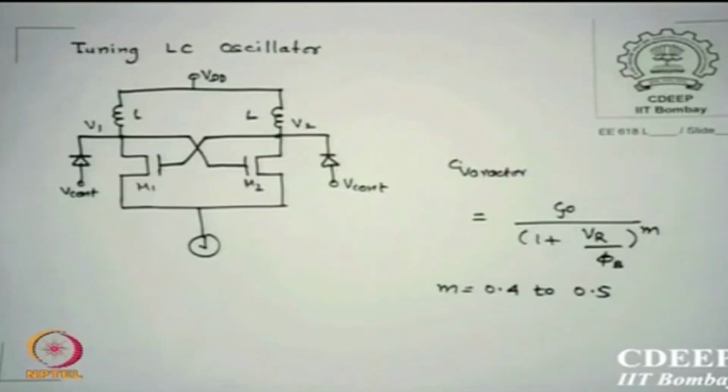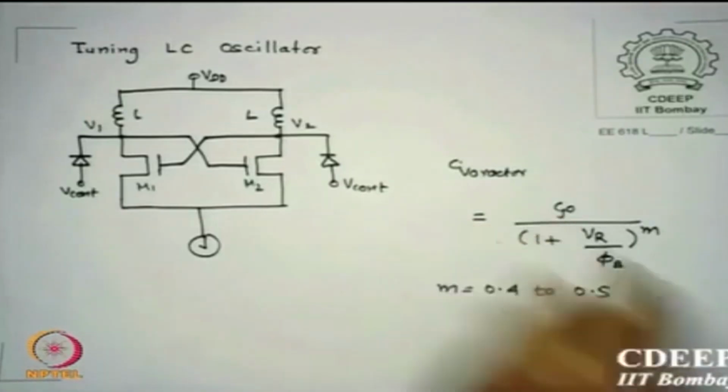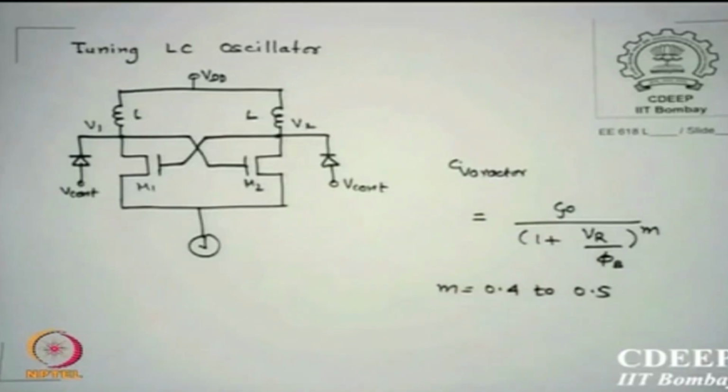So the range up to which I can go is from CJ0 to a lower capacitance, that is, to higher frequencies. At CJ0 it has the lowest frequency, and as I increase voltage, the frequency will also increase, because capacitance will decrease: f is 1 upon 2 pi root LC. So C decreases, frequency increases.